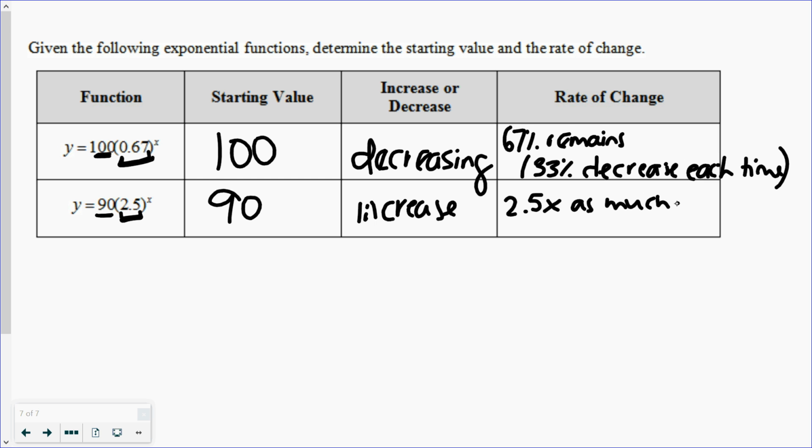And so, yeah, I think that's it for that one. That's the end. That's it. That's all.